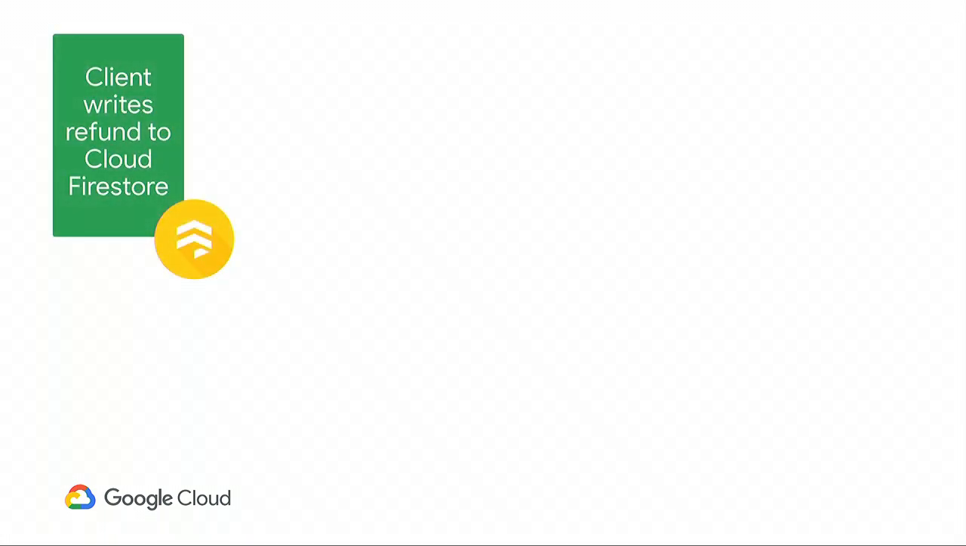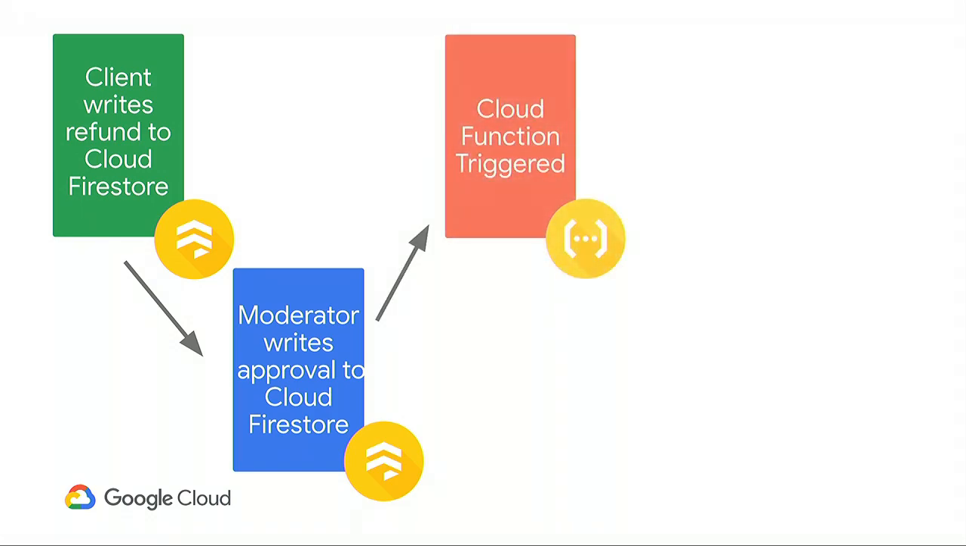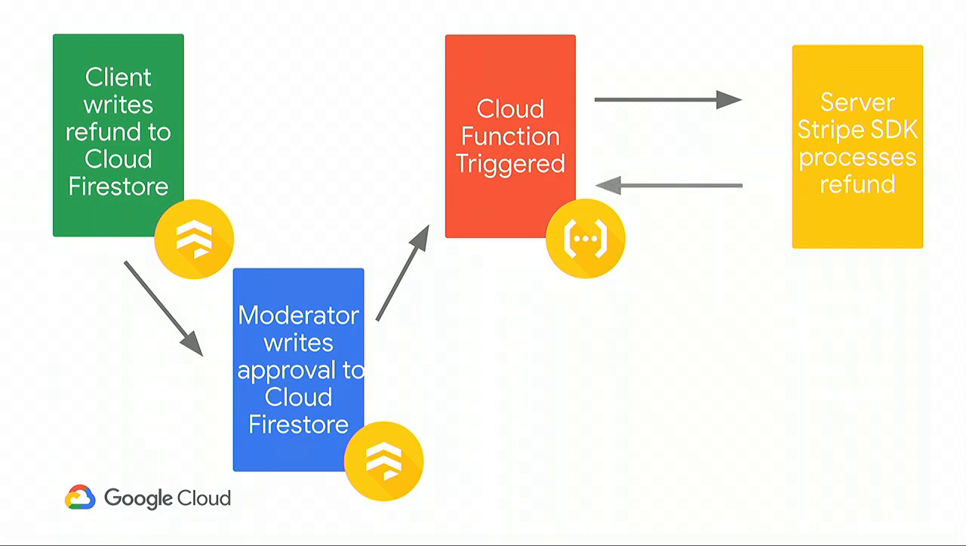So in order to see how we're going to pick and choose that, let's look at how we are going to approve refunds. Starting to look familiar. The client is going to write a refund request to Cloud Firestore, which is going to end up in a queue that we can see. If we decide that it is a reasonable request, we will approve that refund. This approval is going to trigger a cloud function, which is actually going to do the refunding.